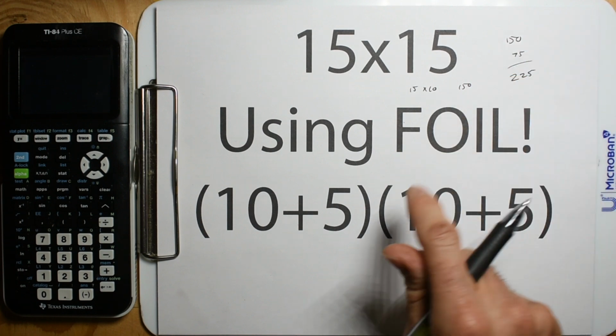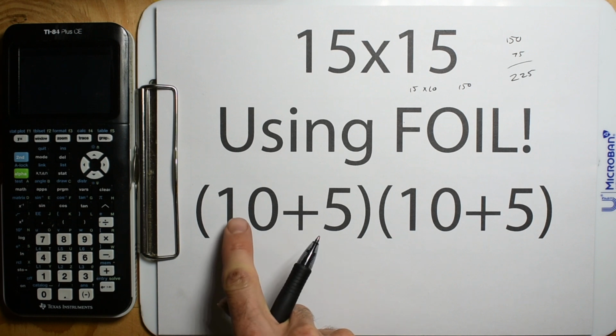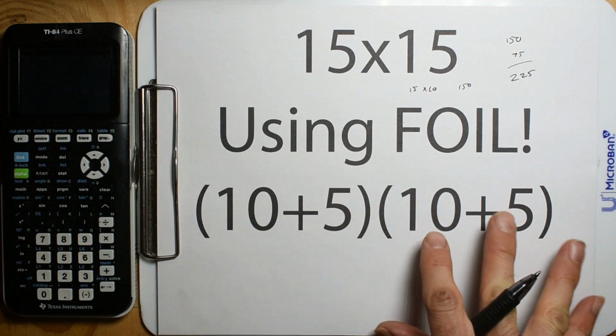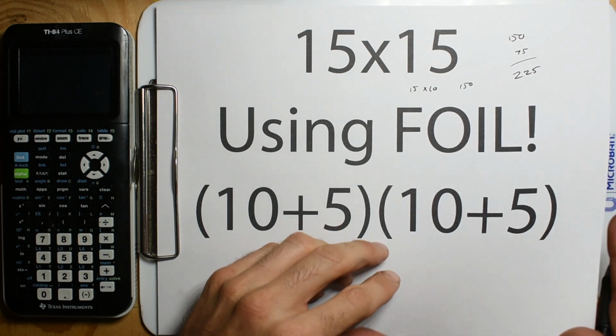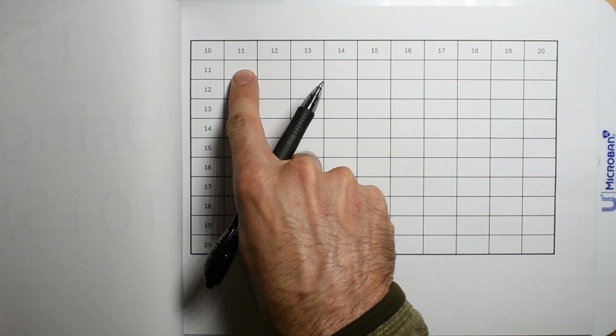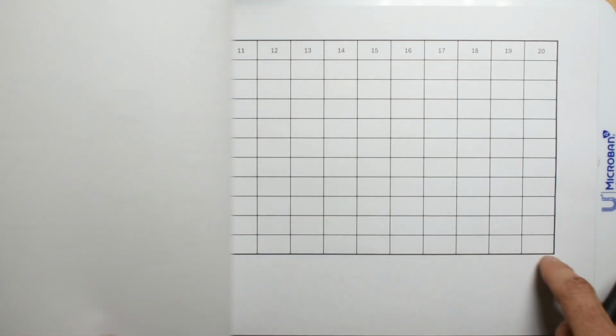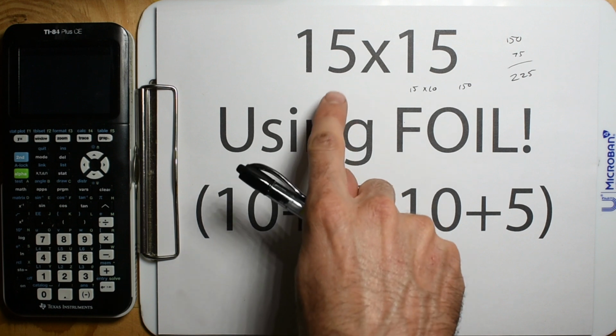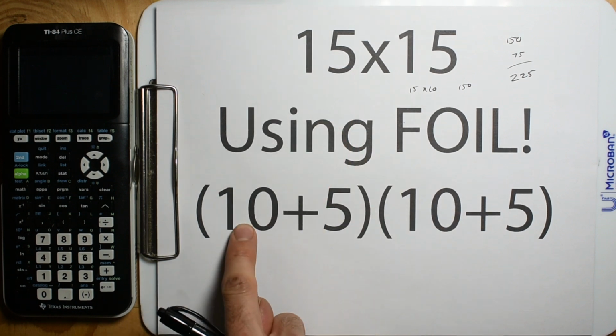But I just thought this was so interesting that you can use FOIL. I don't think anyone has ever taught me this way, but I'm going to dig it, and we're going to do multiplication. We're going to do all of these. We're going to do 11 times 11 all the way to 20 times 20 using the FOIL method. Now the FOIL method would be like, hey, you can separate 10 and 15. That's just 10 plus 5.